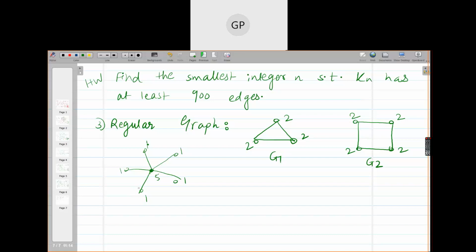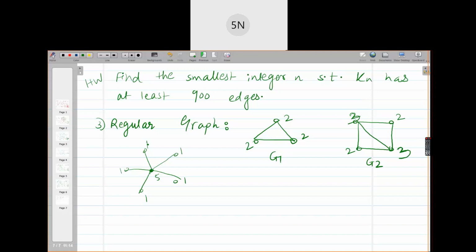Yes. Okay, it is a fixed number. It is a fixed number for every vertex. जैसे G2 में मैंने changes कर दिए, मैंने एक edge draw की, तो इस vertex की degree 3 हो जाएगी, इसकी भी 3 हो जाएगी. So this is not a regular graph. Do you understand it?